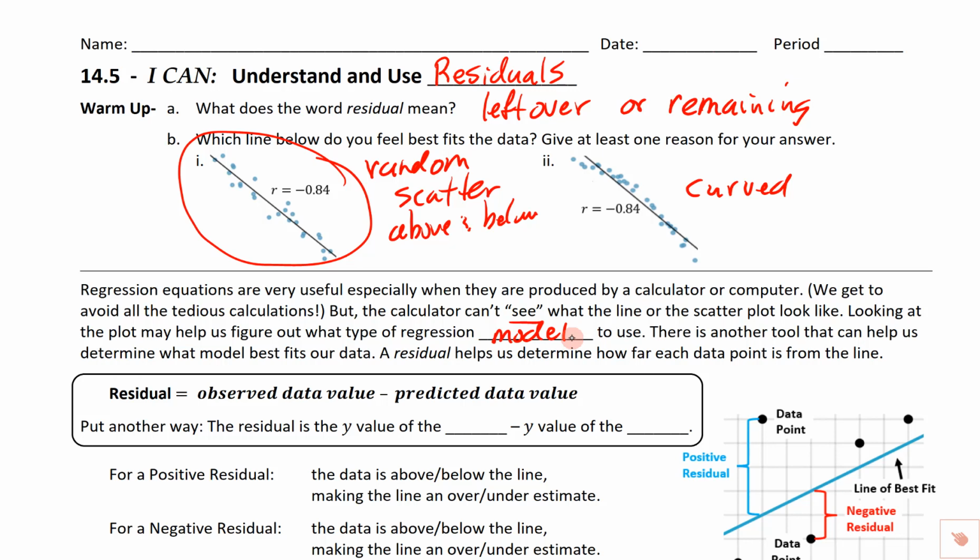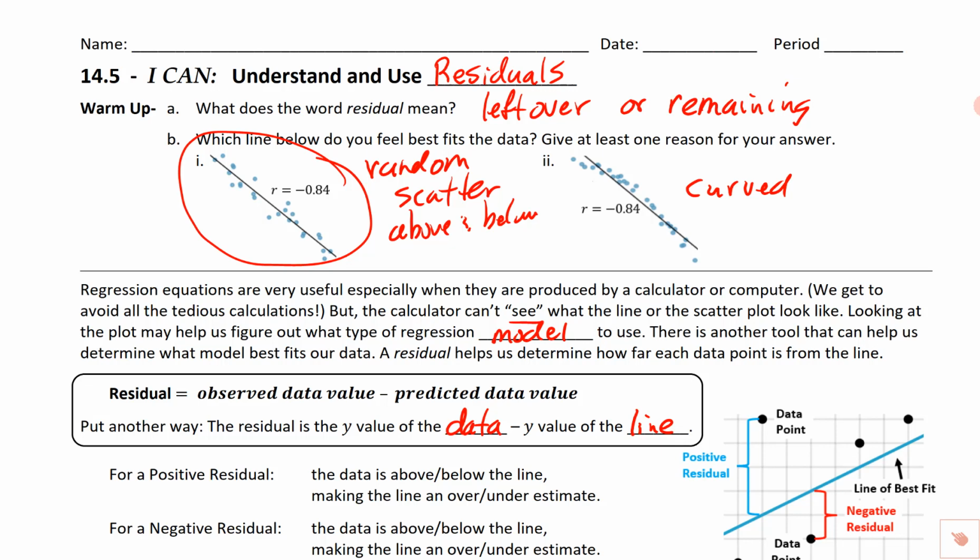Now, there's another really helpful tool that can tell us what model best fits our data. It's called a residual, just like the vocabulary word up above. What it does is it helps us determine how far each one of the data points are from the line. So the formula for the residual is the observed data value minus the predicted data value, so observed minus predicted. Or if we put this another way, the residual is the y value of the data. So we actually take the data and then we subtract the y value of the line that would correspond to that.